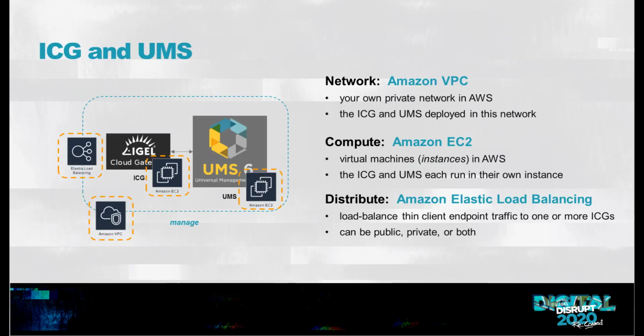Breaking down the ICG and UMS workloads in AWS even further, we see there are 3 core services in use: Amazon VPC for networking, Amazon EC2 for compute, and Amazon Elastic Load Balancing for distribution. With VPC, you build your own private network in AWS, where you deploy and run your ICG and UMS servers. Both run in their own virtual machines or instances within EC2, and ICG instances receive thin client traffic from the Elastic Load Balancing service, which can be deployed publicly, privately, or both.